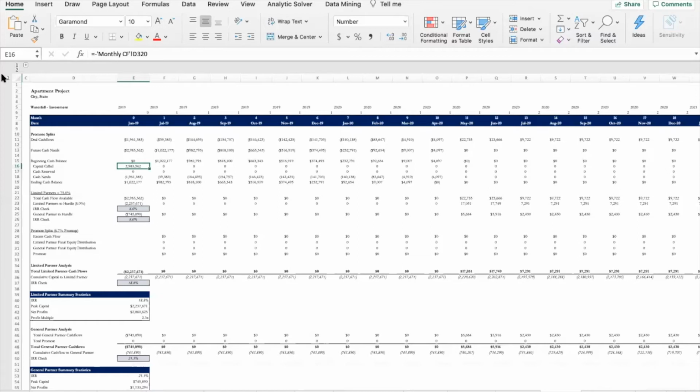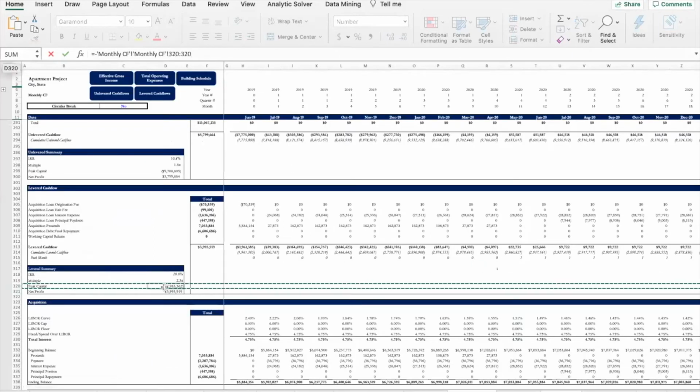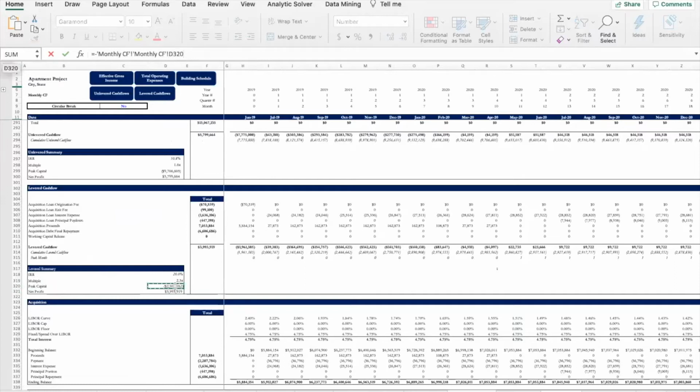So in this example, we have the waterfall model right here. And we can see that the capital call occurs only in month 0. So in this scenario, the total capital is called in the beginning rather than incrementally throughout the investment period. And as we can see, this amount is linked to the cell D320 in the monthly cash flow section. So if we were to go there, right here, D320 is right there.